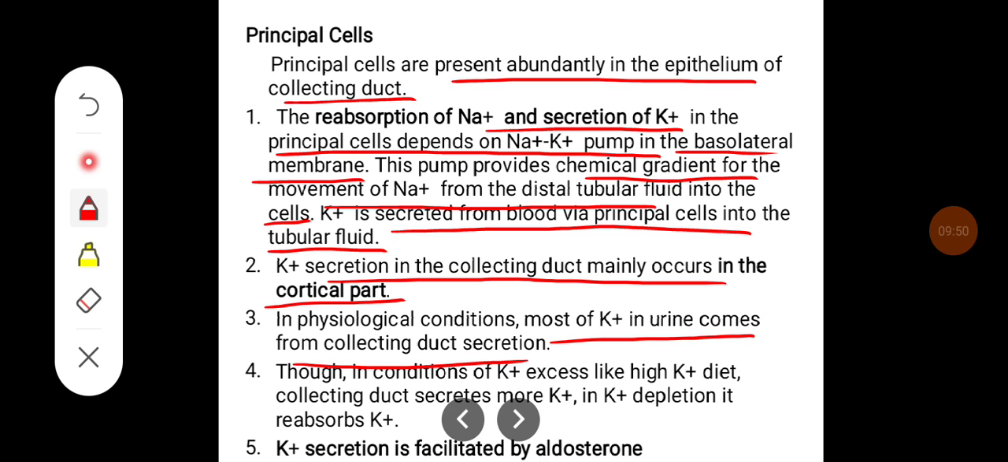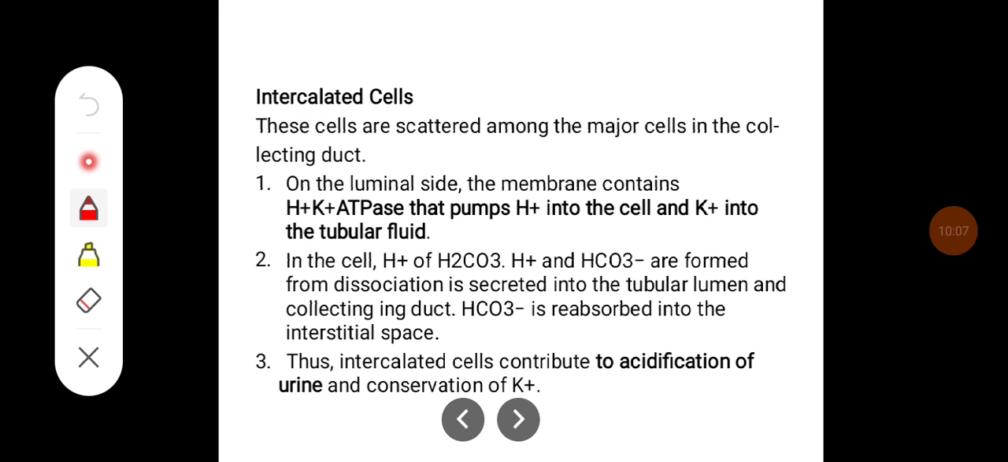Though in conditions of potassium excess, like a high potassium diet, the collecting duct secretes more potassium, and in potassium depletion it reabsorbs potassium. And potassium secretion is facilitated by aldosterone.